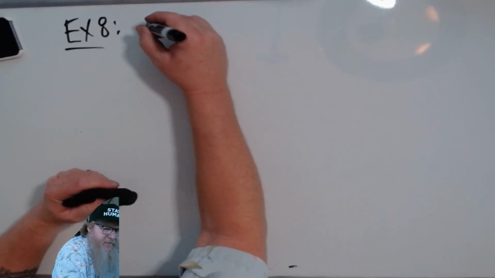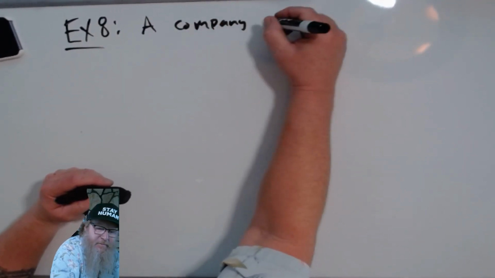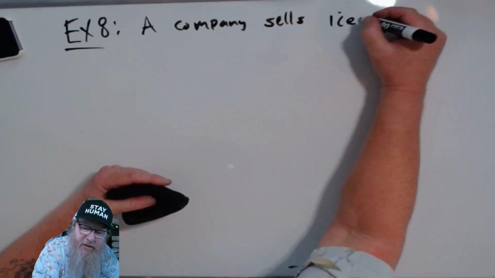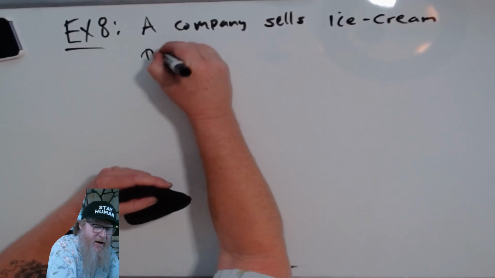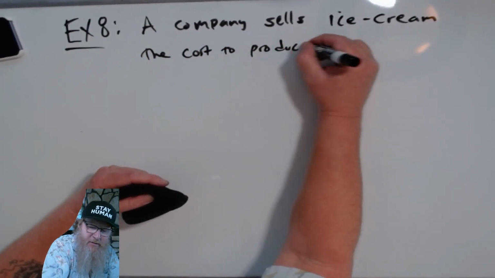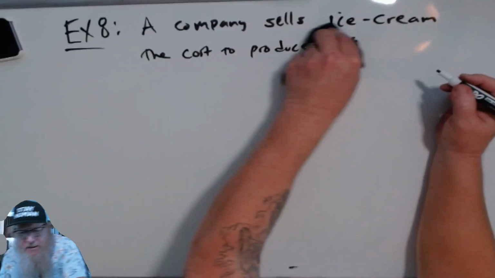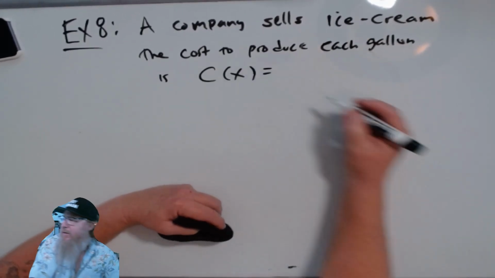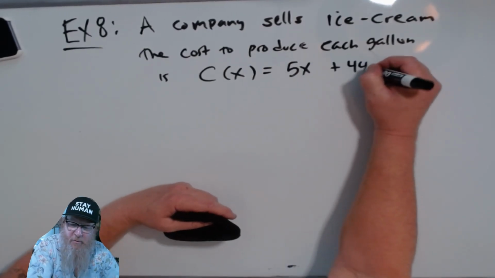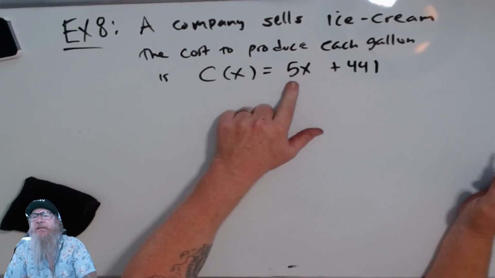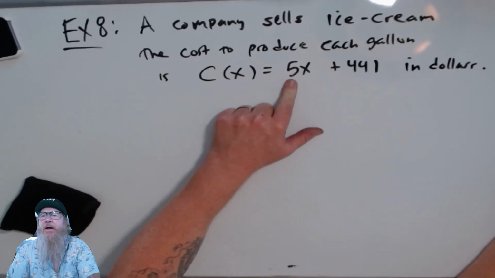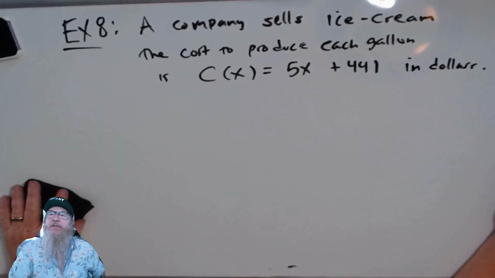Example 8. So, I don't know, a company sells ice cream. The cost to produce each gallon is given by 5x plus 441. So again, each gallon is costing me $5 to produce, and this is in dollars, plus $441 in fixed costs, right? This is expensive ice cream. Yeah. So handmade organic ice cream.